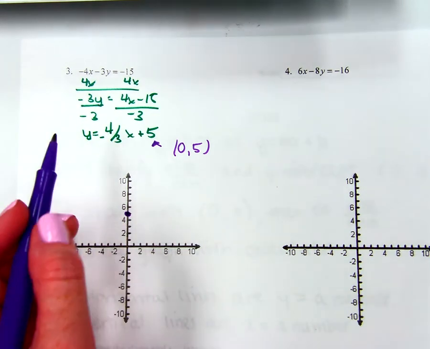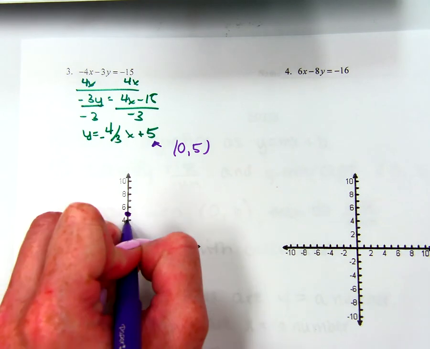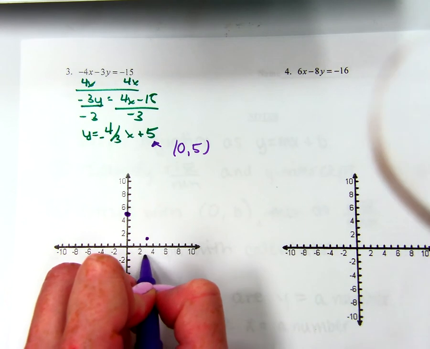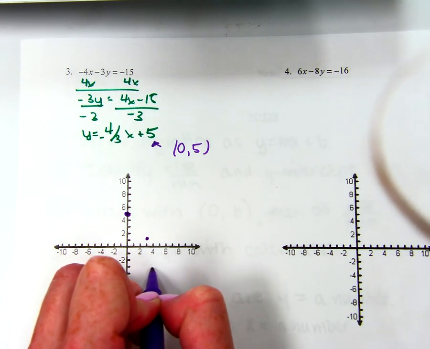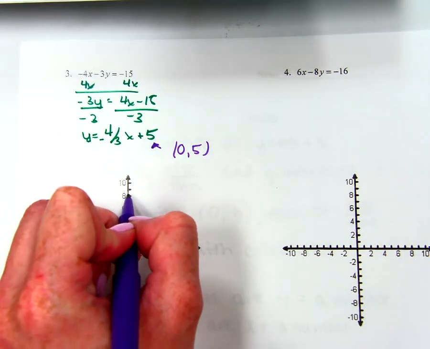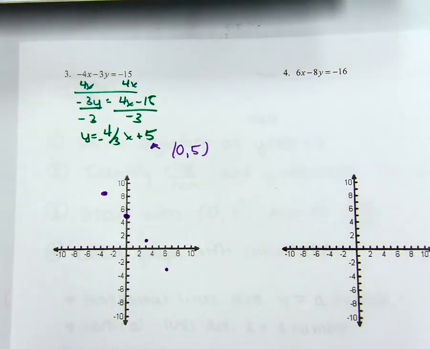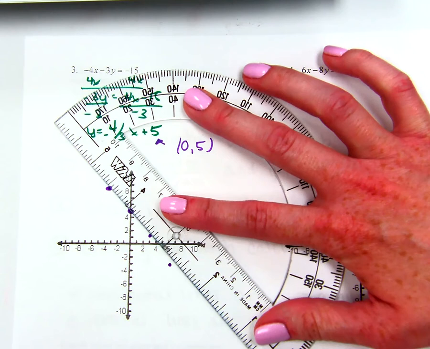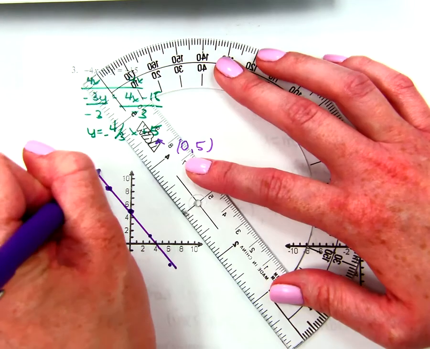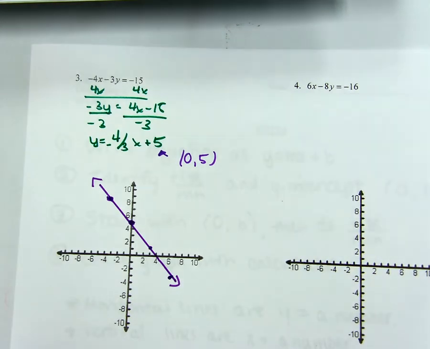Negative 4 over 3, so I'm going to go down 4 and over 3. Down 1, 2, 3, 4, and over 1, 2, 3. And I'm going to reverse that as well: go up 4 and over 3. Again, grab my straight edge. I don't have an exact grid, so my points might be a little bit off, but you guys should have grid marks at every intersection.